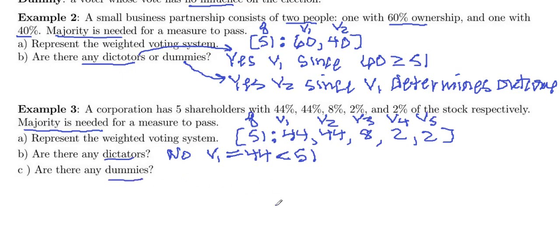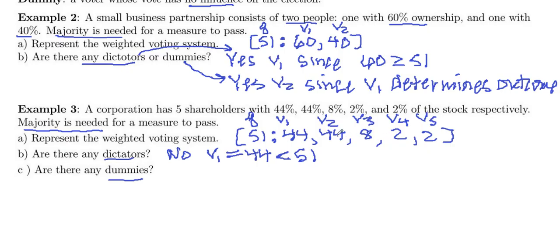Are there any dummies? Anyone whose vote doesn't matter? Well, we've got to get up to 51 here. If you put voter 1 and 2 together, they have 88, so they could pass. And that doesn't use the 2s. Is there some way where we would need the 2s? With dummies, you always look at the smallest numbers first, to see if they're dummies. With dictators, you always look at the largest numbers first. So what if we did voter 1 and voter 3? That would be 52, which is greater than 51. So the 2s are not needed.